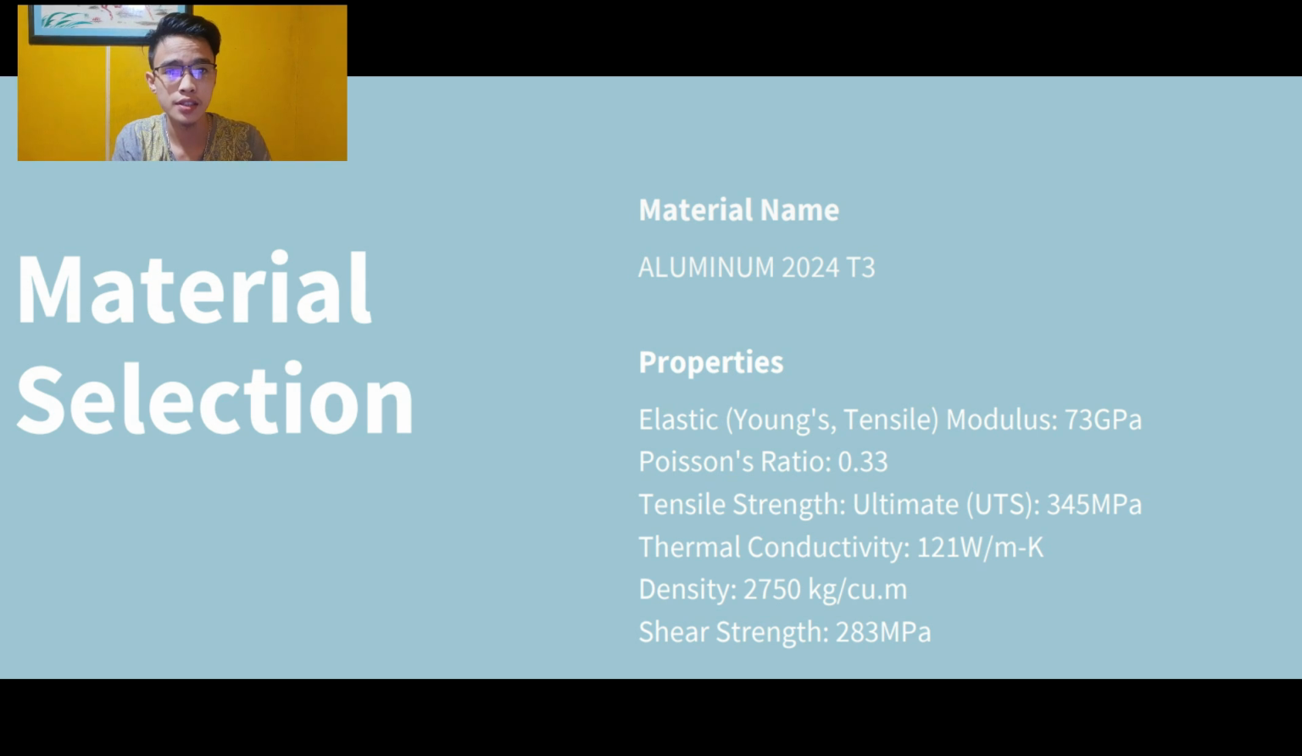So next, we have the material selection. For the name of our material, we have aluminum 2024 T3, which has the following properties: elastic modulus, which is 73 gigapascal, the Poisson's ratio, which is 0.33, the tensile strength, which is 345 megapascal, the thermal conductivity, which is 121 watts per meter Kelvin, the density, which is 2,750 kilogram per cubic meter, and the shear strength, which is 283 megapascal. So why use aluminum 2024 T3?